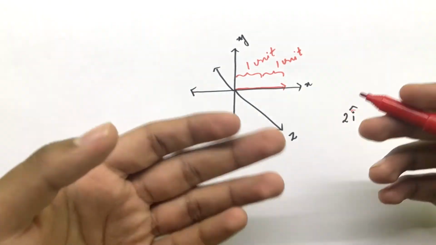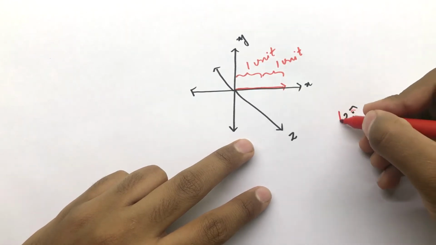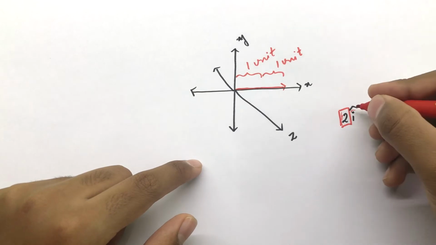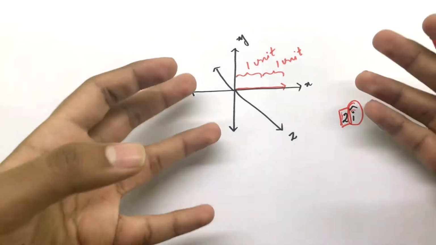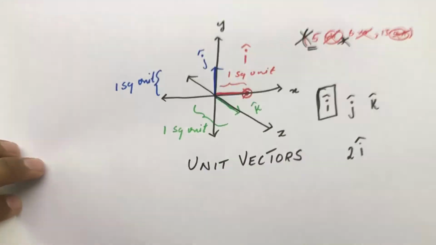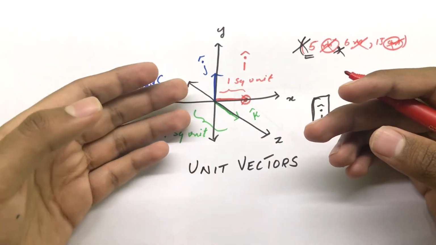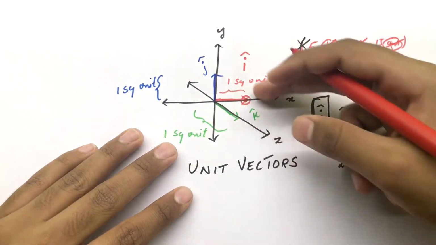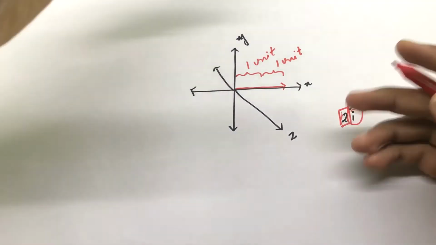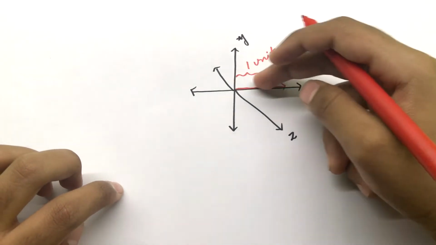So if you see what I'm trying to tell over here, whenever I say this vector 2 i cap, this 2 part is basically the scalar part, correct? And i cap part is basically the direction part. So like I told you in the previous page, the line along x is an i cap, the line along y is a j cap, and the line along z is a k cap. These are 3 unit vectors. So over here this 2 part is basically the scalar part, and the i cap part tells you that this vector is along the x-axis.